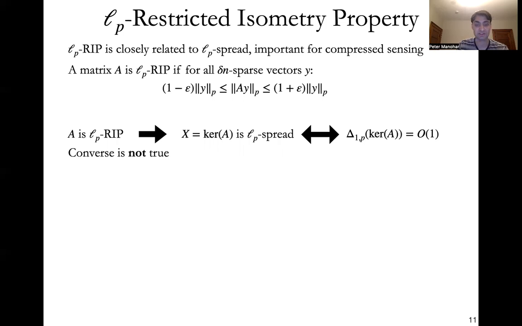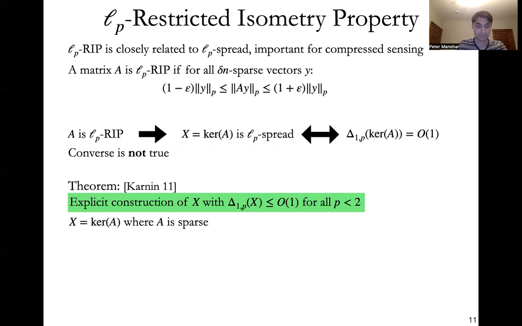But the converse is not true. Just because the kernel of A is Lp spread does not imply that A is Lp RIP. So Lp RIP is a strictly stronger property than being Lp spread. And so there's this theorem of Karnin that I already mentioned, which gets constant distortion. The matrix A is sparse, but as you might guess by now, it's not Lp RIP.